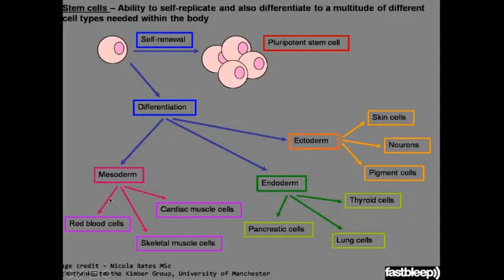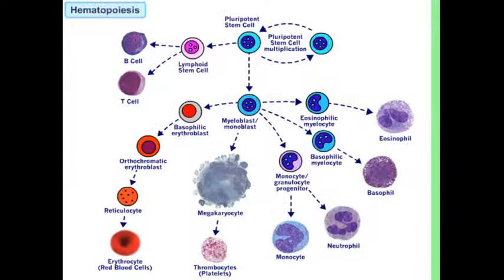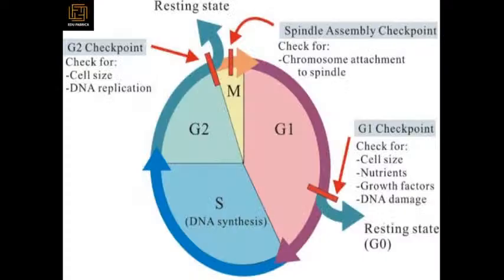So in mesoderm, they could go for RBCs, cardiac muscles, skeletal muscles. In endoderm, they could go for pancreatic, lung, or thyroid cells, whereas in ectoderm, they could go for skin cells, neurons, and pigment cells. So in this way, you can have different cell types. The same thing is repeated here, like different cell cultures will produce different RBCs, neutrophils, basophils.